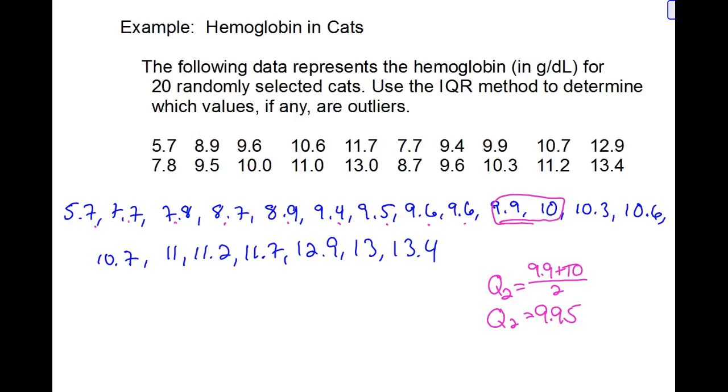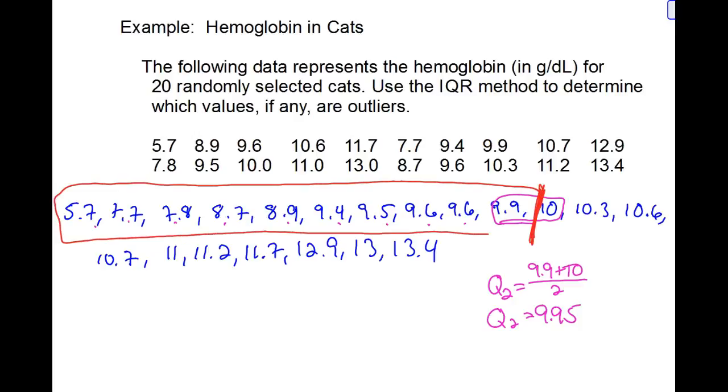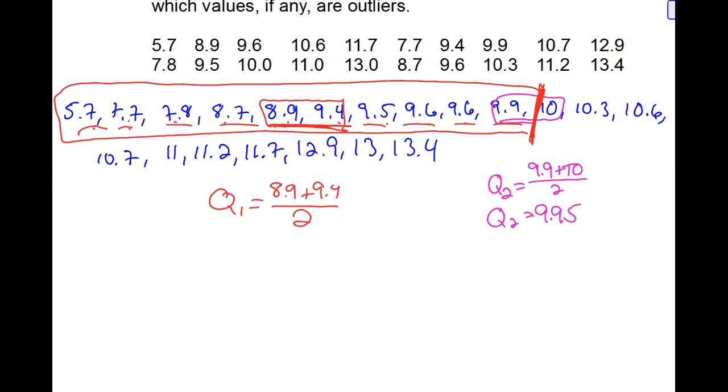Now, my Q1, since Q2 is right here, Q1 is going to be the median of all of this. There's 10 of them, so that's halfway. So I'm going to look halfway, and that's going to be the median of these two. So Q1 is equal to 8.9 plus 9.4 divided by 2. So Q1 is equal to 9.15.